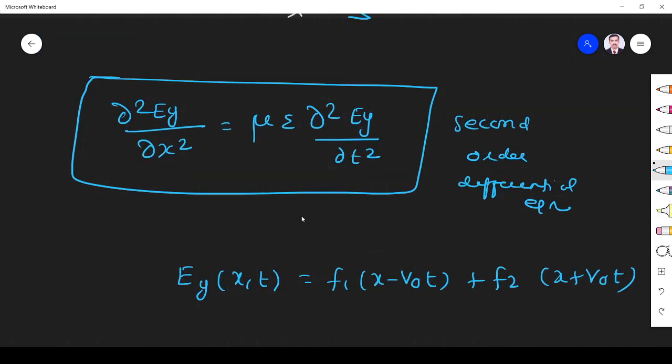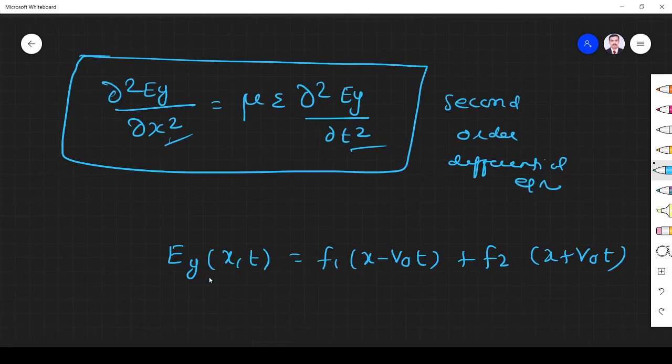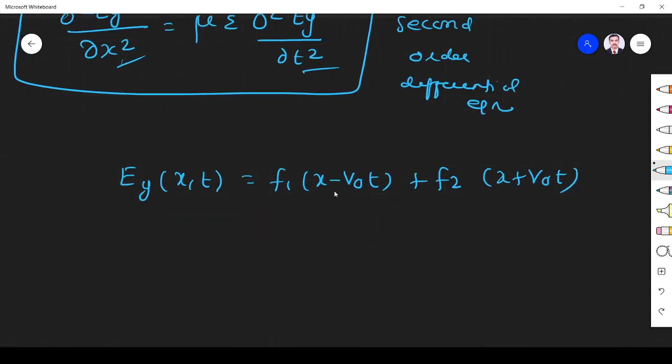Why? See, we take only the electric field as a y component and it is a function of x and a function of t. So E_y(x,t). Okay. So that f1, f2 may be any sin theta, cos theta or anything, depending on the application. So what will happen here?